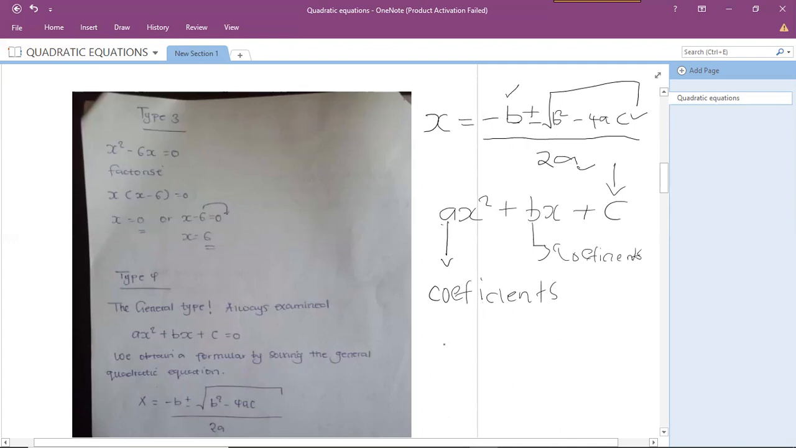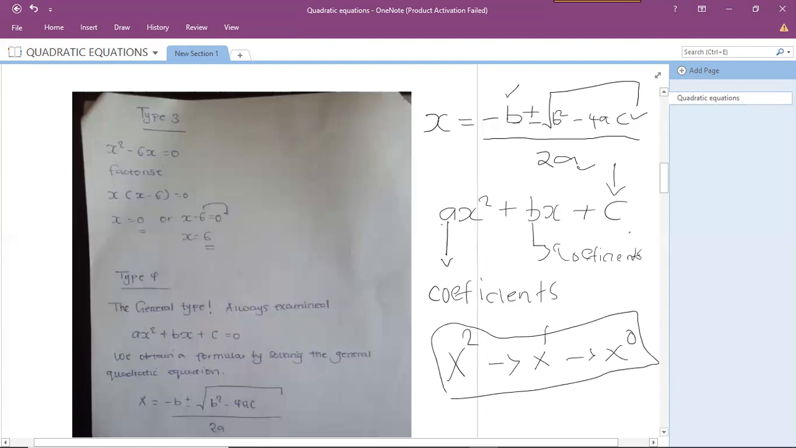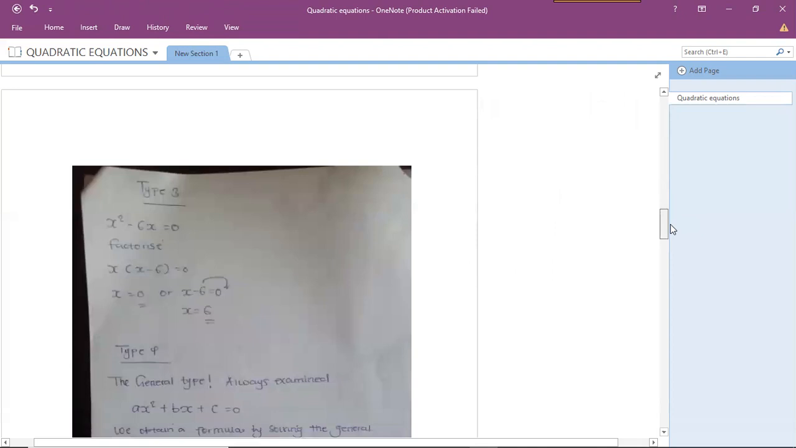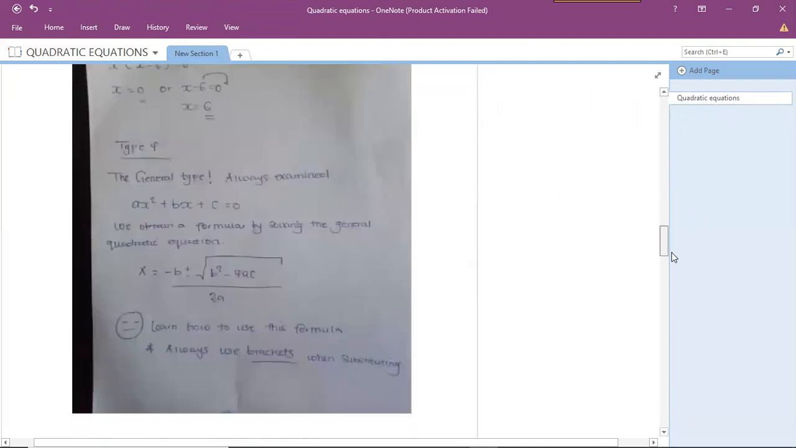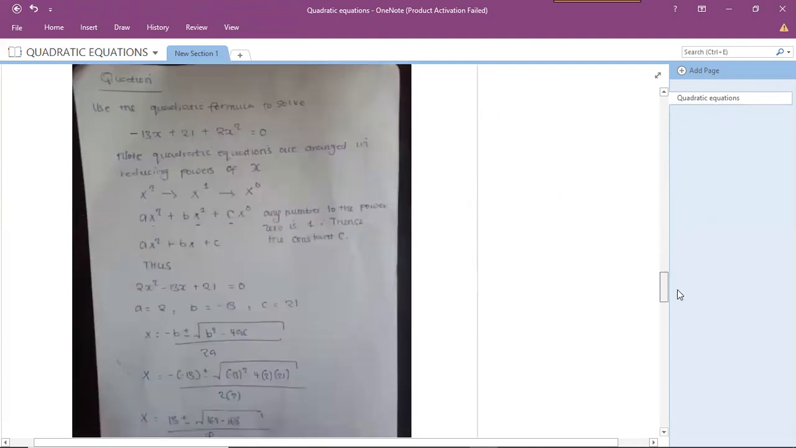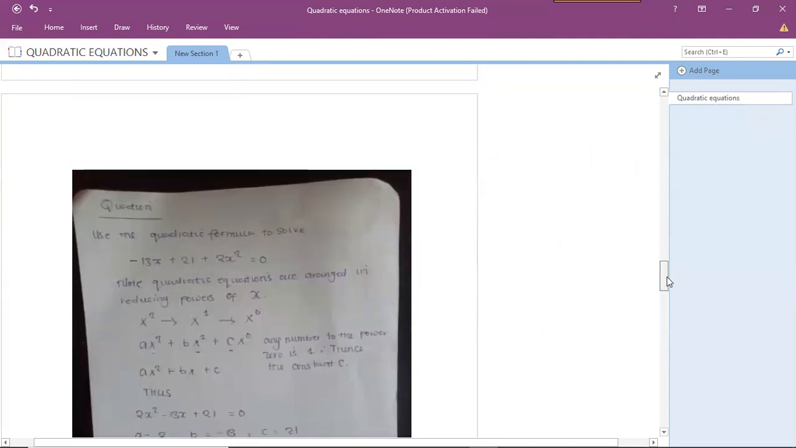And just remember, again, the arrangement of a quadratic equation is in decreasing powers of x. So it will go from x squared to x to the power 1 to x to the power of 0. So you have to be able to rearrange the quadratic equation. All right, so now let's try solving a quadratic equation.